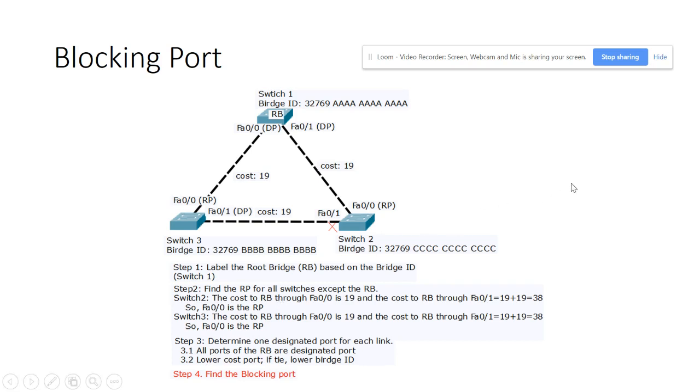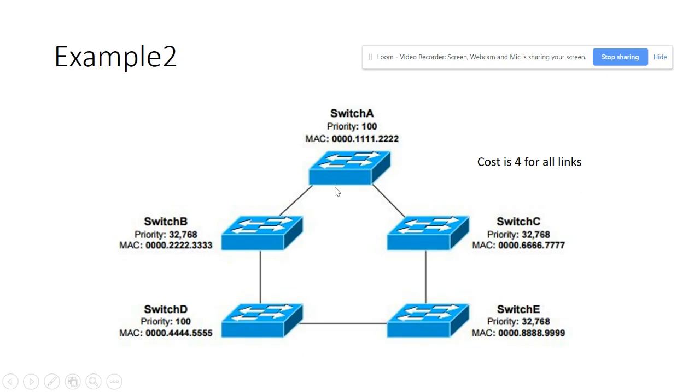Let's take a look at another example. This is another scenario. We have five switches, and their priorities and MAC addresses are given. In this example, switch 1 has a bridge ID 1000011112222. The cost of each link is considered to be 4.